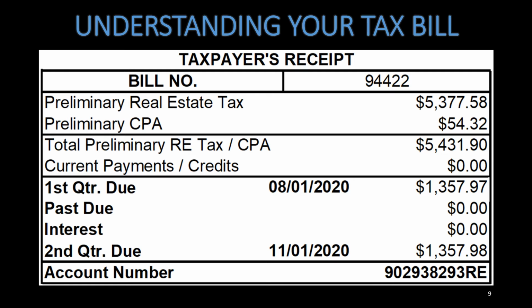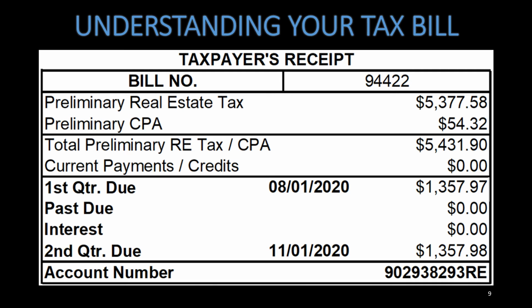Below the total preliminary real estate tax value, you will see any current payments or credits that you may have. If you overpaid by, say, $100 on your previous tax bill, you would actually see the credit reflected there. And then in the next section below, you see the first quarter due and the second quarter due dates of 8/1 and 11/1/2020, and then the dollar amounts of the $1,357.97.